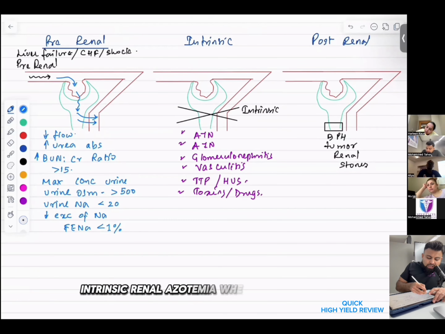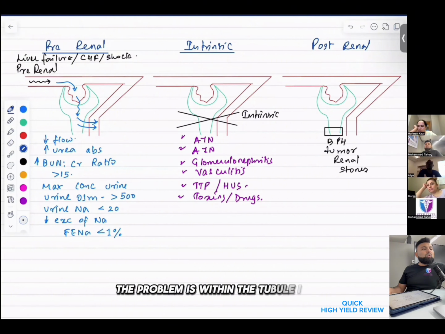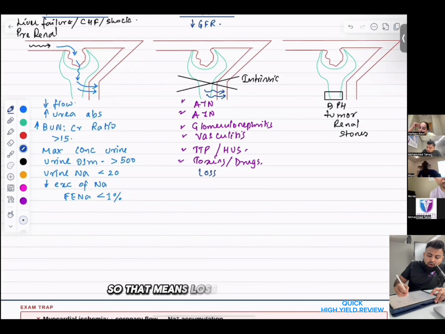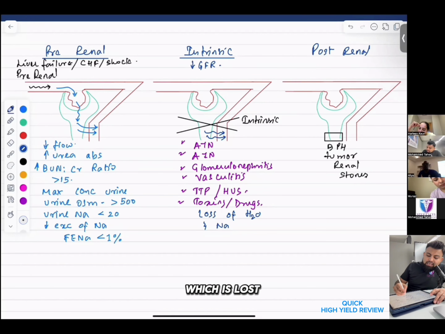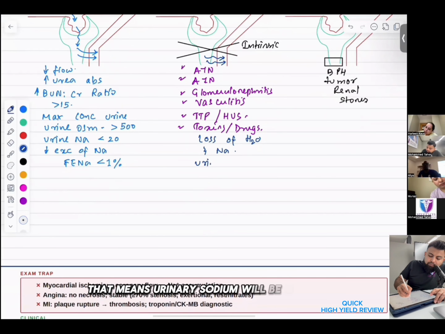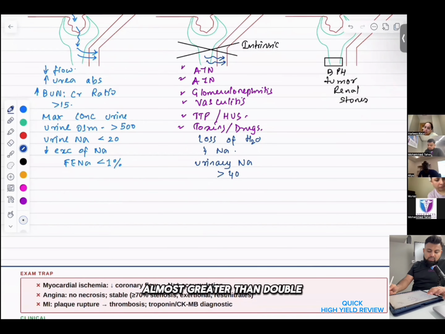Intrinsic renal azotemia, when you talk about it, this problem is within the tubule itself. Now think about it. No matter how much I try to reabsorb, the GFR is also affected. Loss of water and sodium, isn't it? So sodium and water are lost, that means urinary sodium will be more. Greater than 40. Yes, almost greater than double. You can remember it like that.